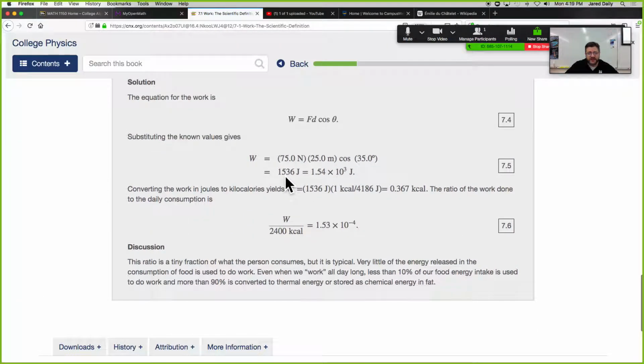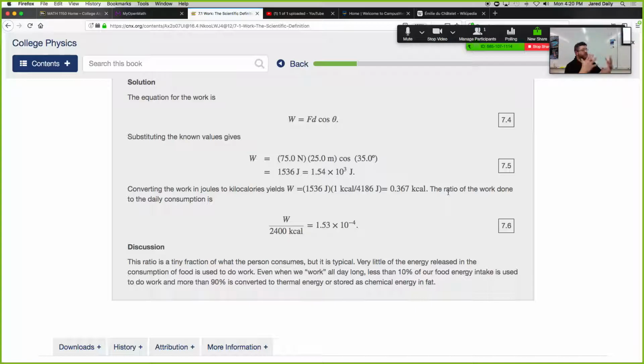So anyway, let's do the math first. We have our 75 newtons, 25 meters, and the angle between them is 35 degrees. Multiply it out, we get 536 joules, 540 joules in this approximation. To convert that into calories, we are going to divide that by 4,186 joules, because there's 1 calorie per 4,186 joules. So that's 0.367 calories, or 0.367 kilocalories, which is 0.367 food calories.